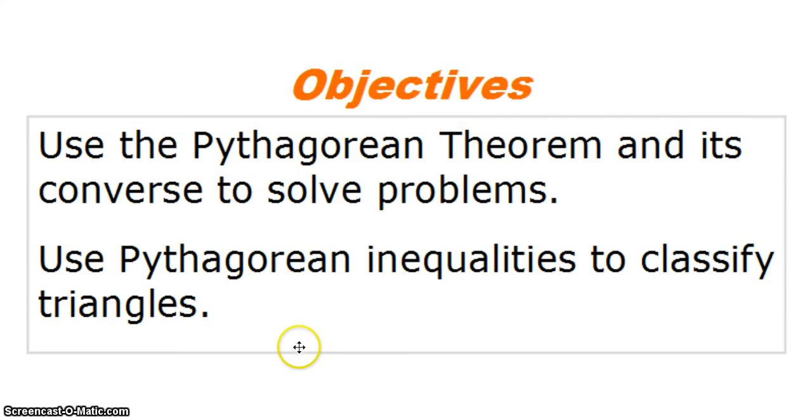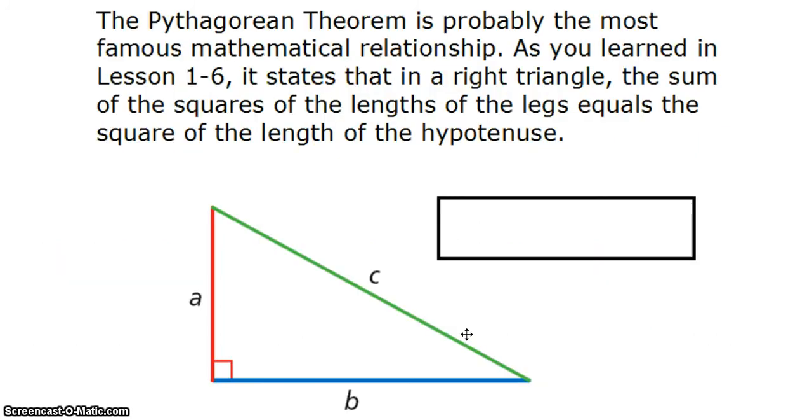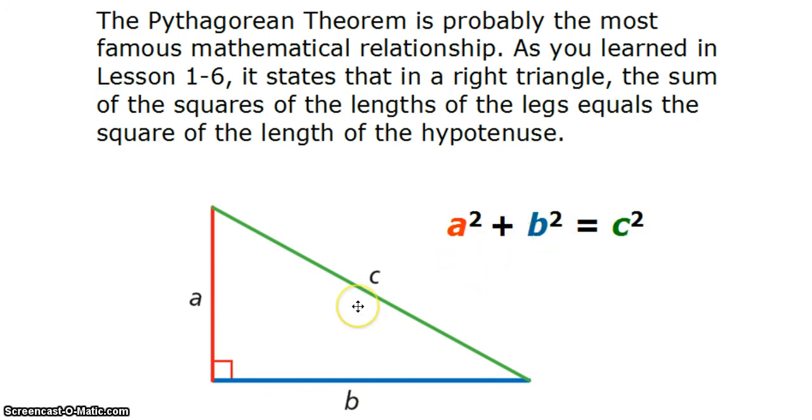Okay, so in this chapter we are going to use the Pythagorean theorem and its converse to solve problems. We'll use Pythagorean inequalities to classify triangles. So we have discussed many times the Pythagorean theorem. It is such a famous mathematical relationship. As you learned in 1-6, it states that in a right triangle, the sum of the squares of the length of the legs equals the square of the length of the hypotenuse. Good. A squared plus b squared equals c squared.